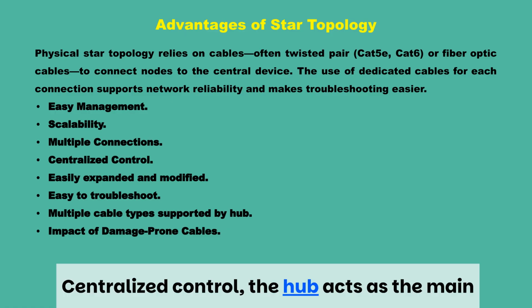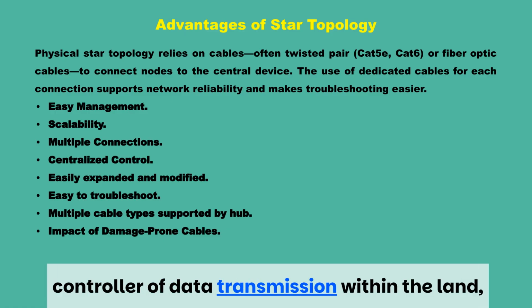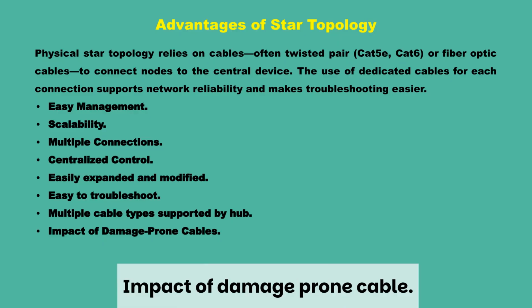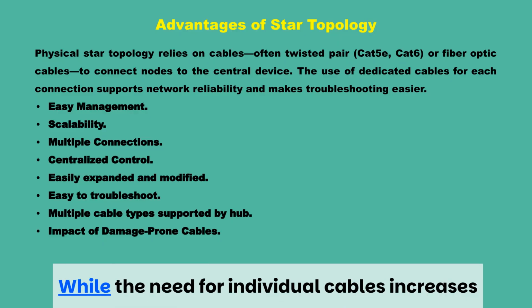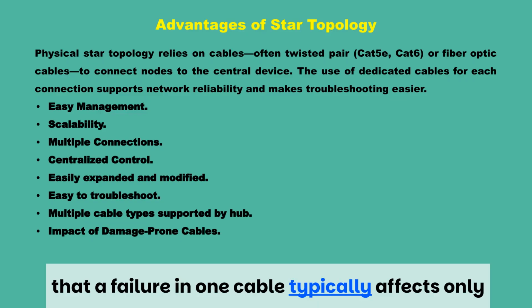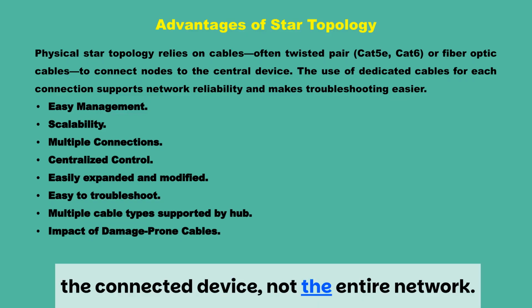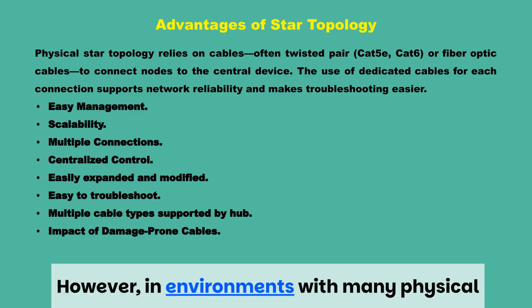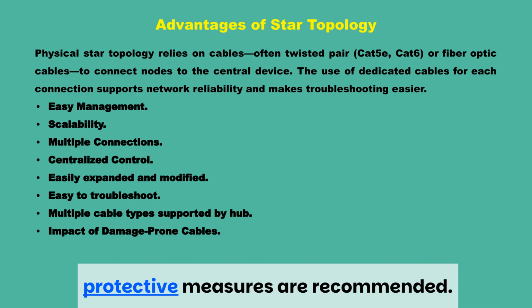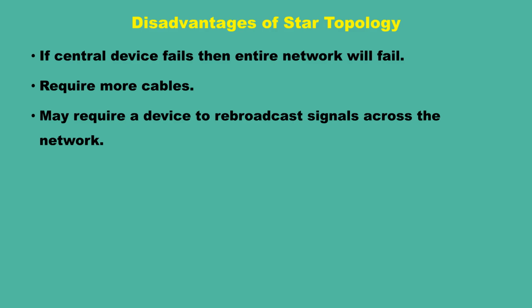Centralized control. The hub acts as the main controller of data transmission within the LAN, efficiently directing traffic and minimizing bottlenecks. Impact of damage-prone cables. While the need for individual cables increases installation complexity and cost, it also means that a failure in one cable typically affects only the connected device, not the entire network. However, in environments with many physical obstructions, cables may be prone to damage, so protective measures are recommended.